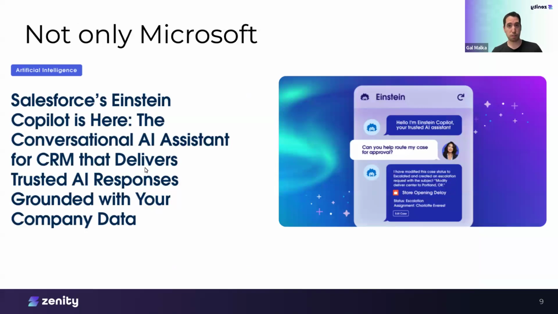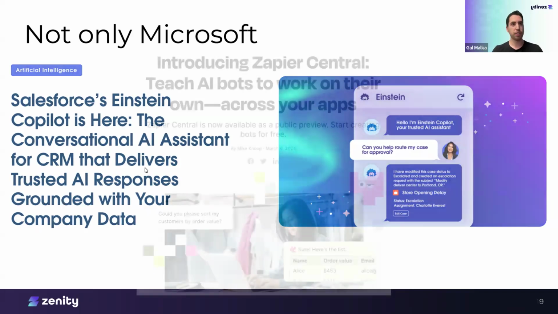And as I mentioned, this is not only Microsoft. We have a couple of examples here. The first one is Salesforce. They released a couple of months ago Einstein Copilot. So even big Salesforce are using the same term Copilot because it's so catchy. And you can see that basically it has the same capabilities. It gives you a conversational AI assistant on top of the company data, which in Salesforce's case is the CRM and all the customers' data and so on. And all the responses are grounded with this company data, similarly to Microsoft Copilot.